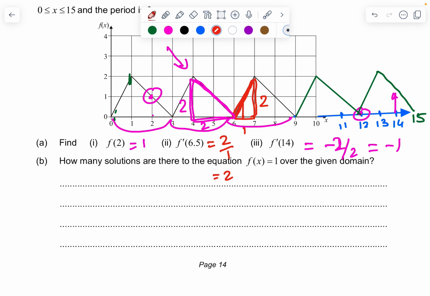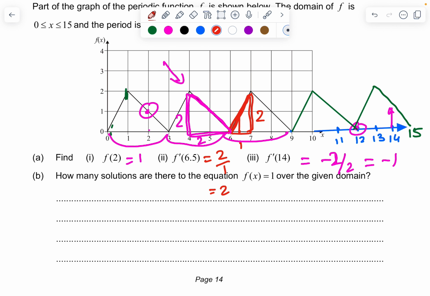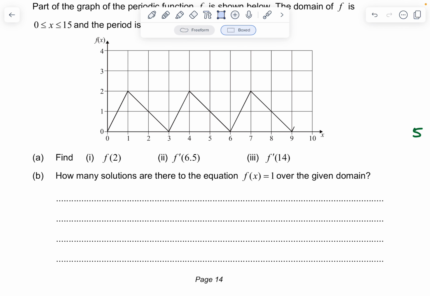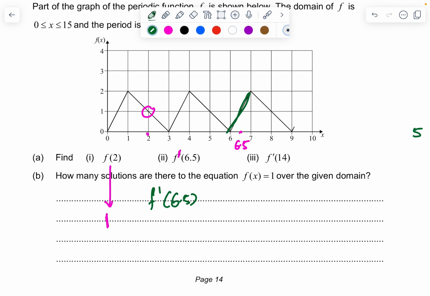How many solutions are there for the equation f of x equals 1? Let me do it on this one once again neatly, in a detailed way. First of all, I want f of 2. f of 2, directly the answer is going to be 1. Now 6.5. Where is 6.5? It is over here. But it is f prime, f prime of 6.5. So it should be the derivative or the slope of this line. So this is 2 and 1, which is 2 upon 1, which is 2.